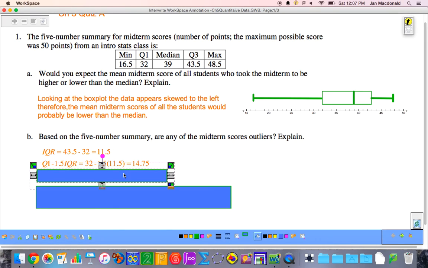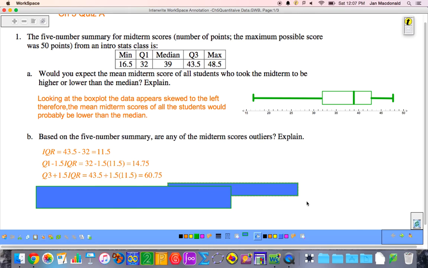Okay, so now let's take a look at our upper fence, and our upper fence is Q3 plus 1.5 IQR, so 43.5 plus 1.5 times 11.5, that's 60.75. And notice our maximum value is 48.5. So if we had any numbers larger than 60.75, they'd be considered high outliers. And in fact, we don't. So there are no outliers in this data set.